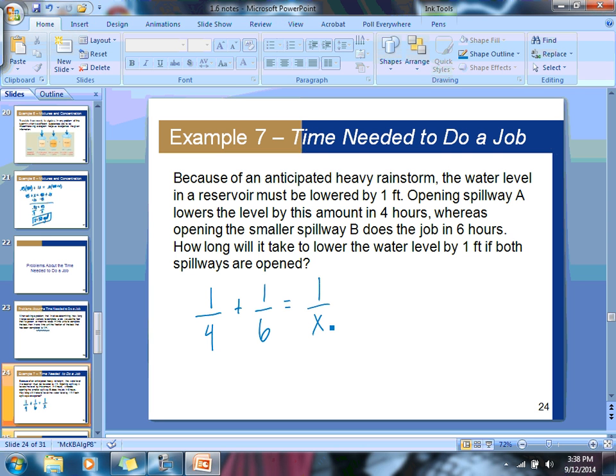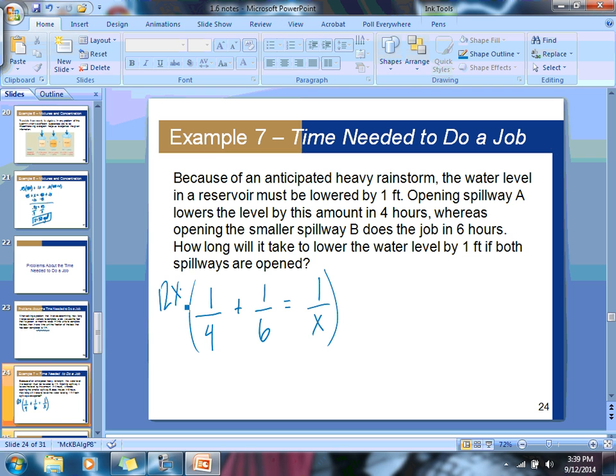So now I have an equation that I can solve. And it's a fractional equation. And we've solved these before earlier in the chapter. Hopefully you're thinking right now, oh, I need to multiply by my common denominator. So we need a number that 4 and 6 go into. That would be 12. And then we also need the x. So really, I'm going to multiply every single term by 12x.